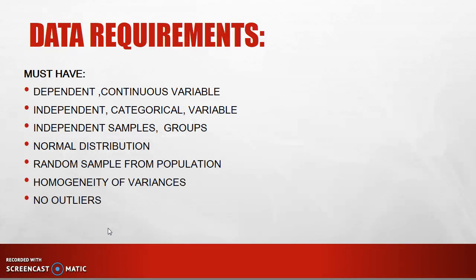There are requirements for the data that you would use to perform an ANOVA. Some of those are that you would have to have a dependent continuous variable, an independent categorical variable. They would need to have normal distribution, and there would be a random sample that would be taken from that population.